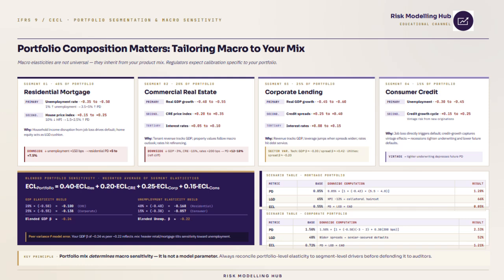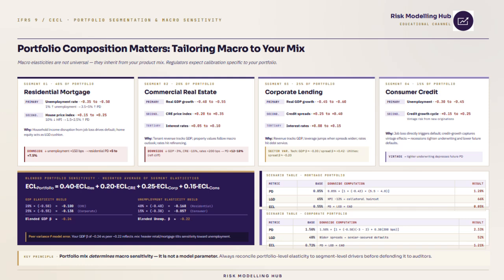Commercial real estate responds to real GDP growth: tenant demand, rental income, property valuations all move with the economic cycles. Then comes the corporate lending. This is GDP dominant but also spread sensitive, like real GDP growth can be from minus 0.5 to minus 0.6. This is something that I had seen when I was working with the data. Credit spreads, interest rates, all these are the ranges where this actually falls, right?